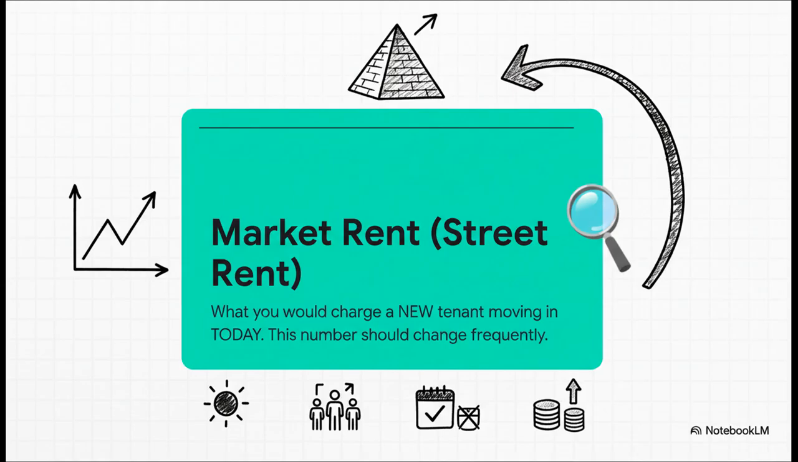Now listen, this is key. This number should never be static. If you see market rents that haven't budged in 6 months, that's a huge red flag all by itself. This number should be constantly moving with the market, with demand, with your competition.